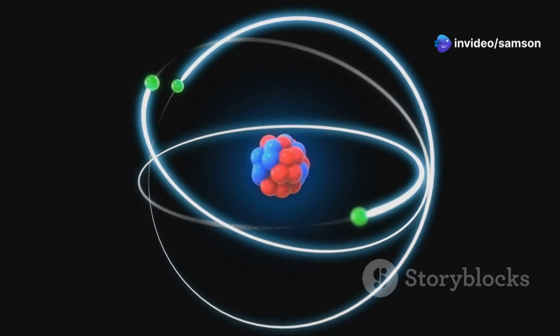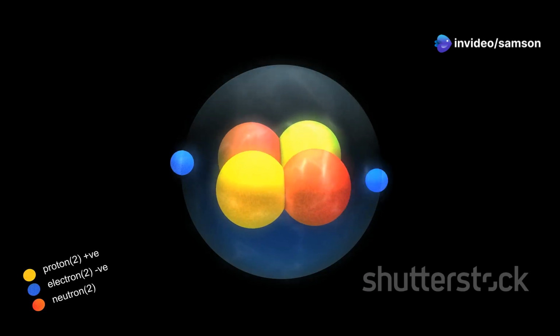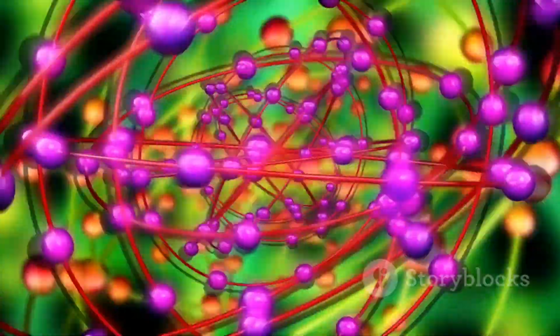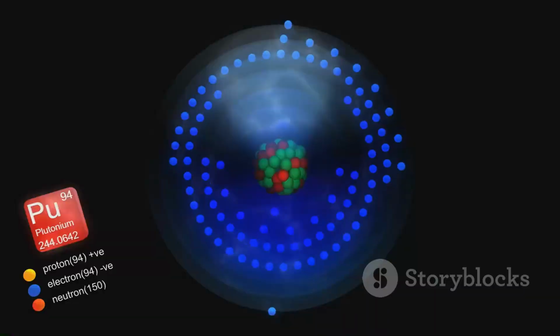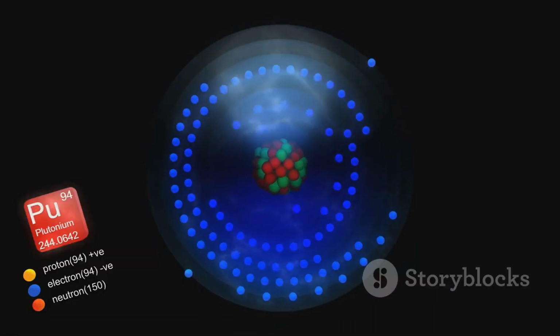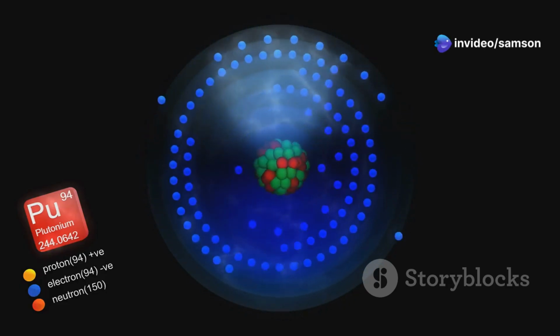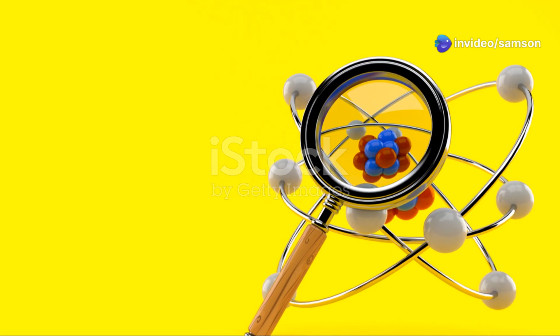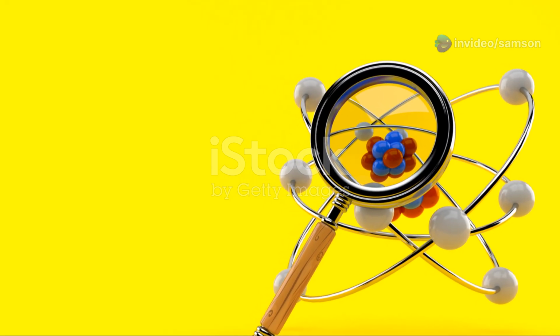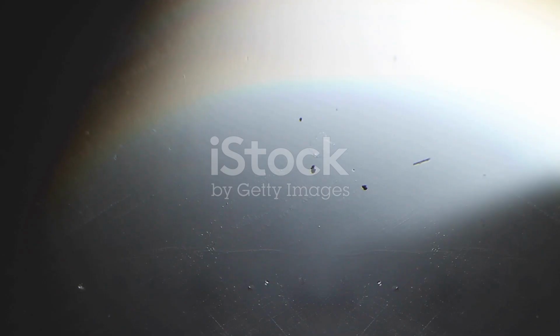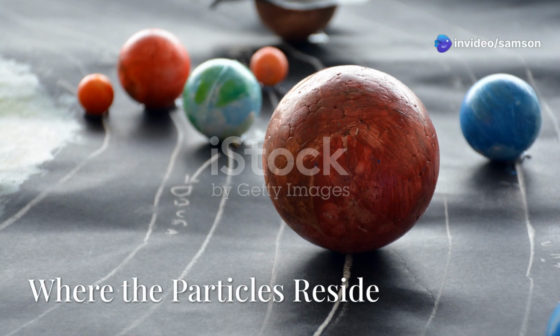Whizzing around the nucleus, we find electrons. Electrons are much smaller than protons and neutrons. They carry a negative electrical charge, the opposite of protons. Think of electrons as tiny planets zipping around the nucleus, attracted to the positive charge of the protons. These three particles, protons, neutrons, and electrons, are the main players in the world of atoms. Their interactions and arrangements determine the properties of different elements and how they behave.